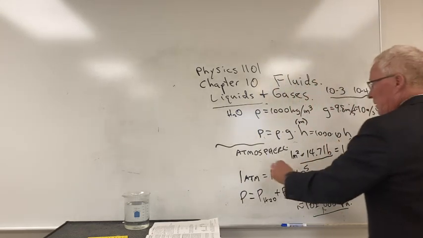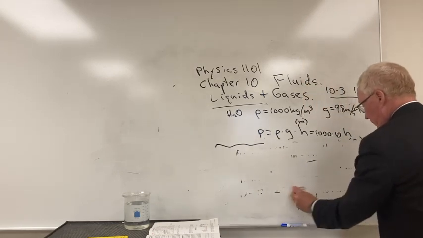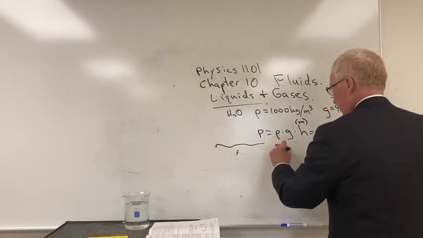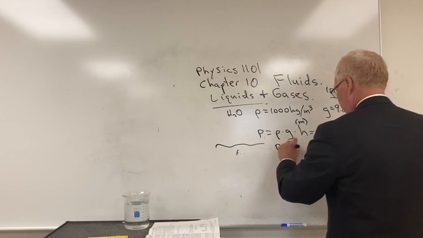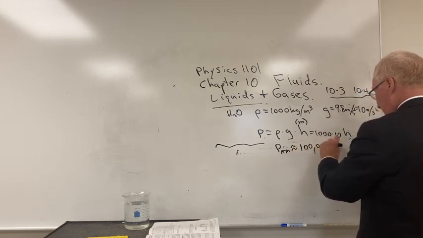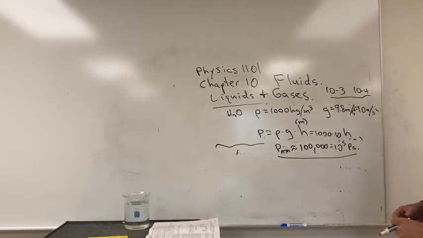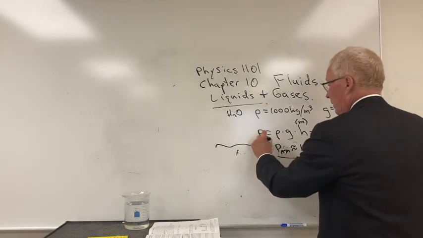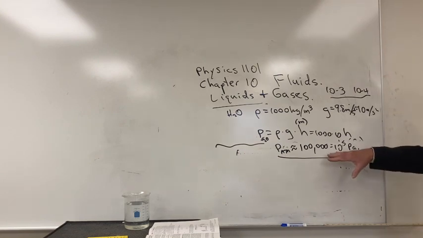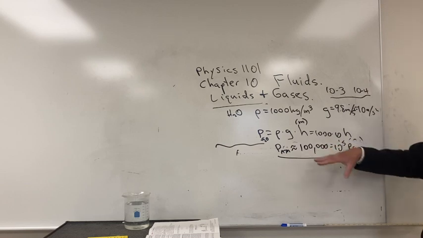So I'll use my expression here. And again, for purposes of simplicity, the P atmosphere is roughly 100,000 pascals. So this is P of H2O. How far do we have to go down for the water pressure to equal the atmospheric pressure?